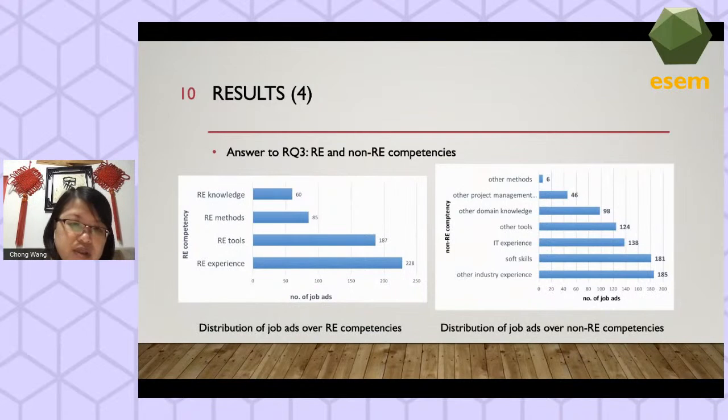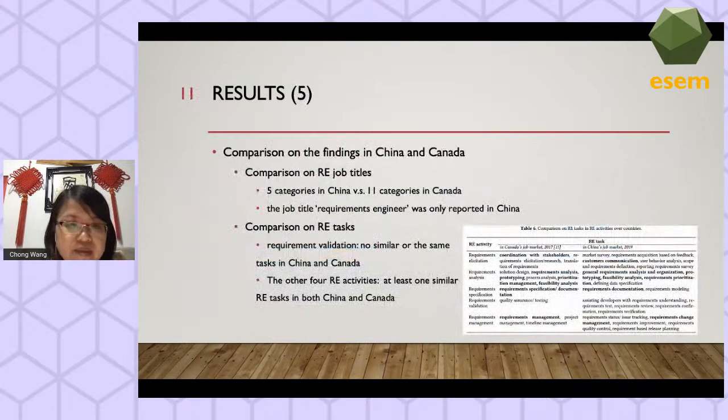As for the third research question, we found that RE experience is the most demanded RE competence, and other industry experience and soft skills seem to be the two most demanded non-RE competencies.